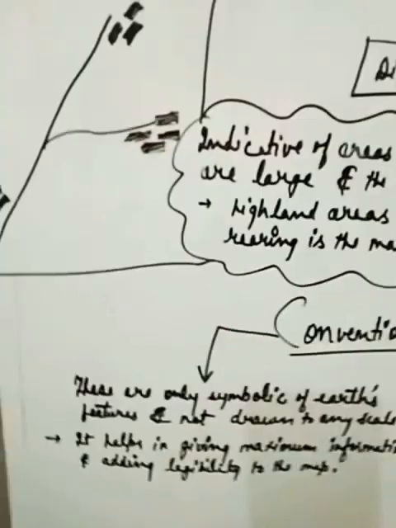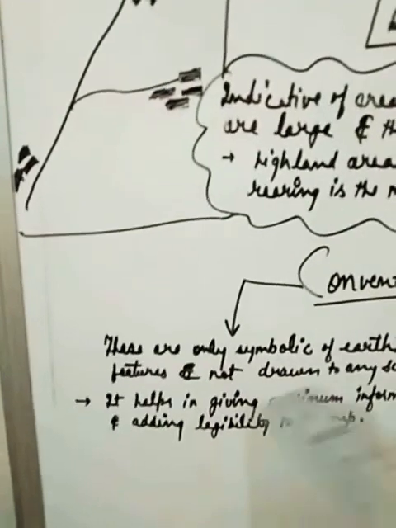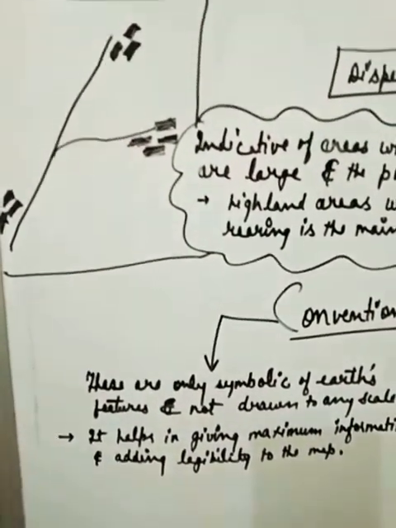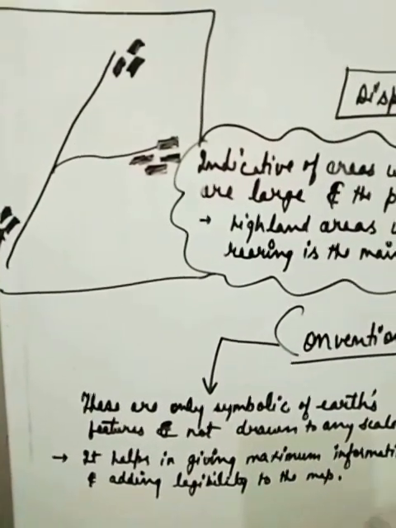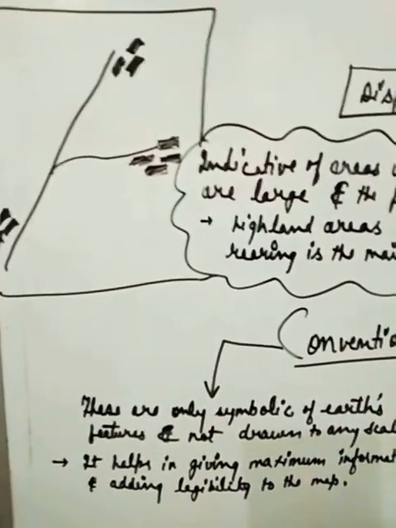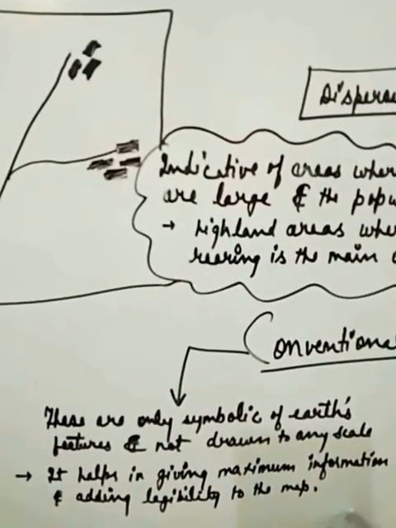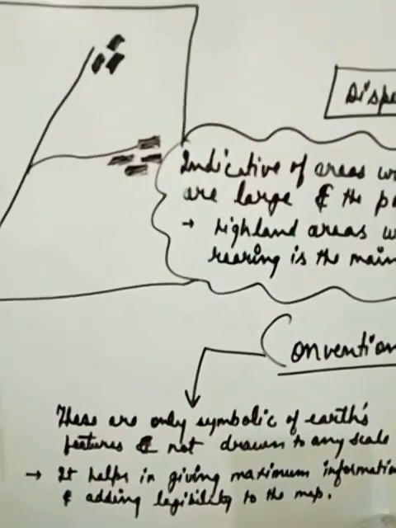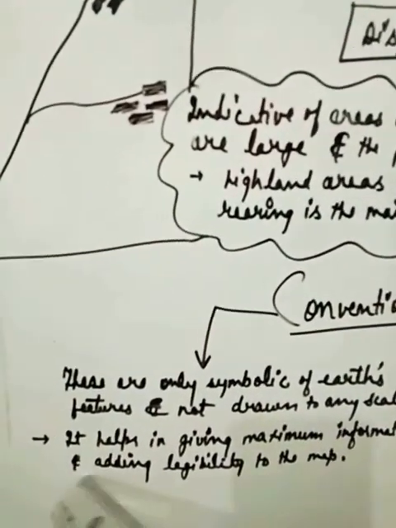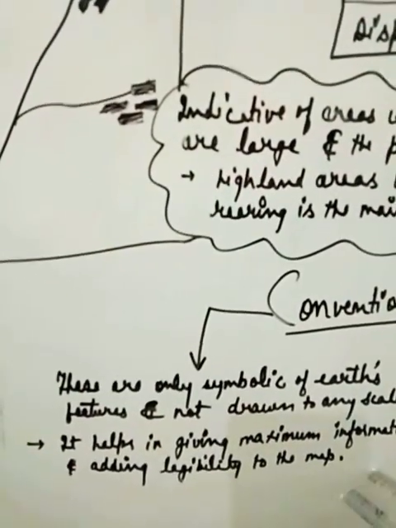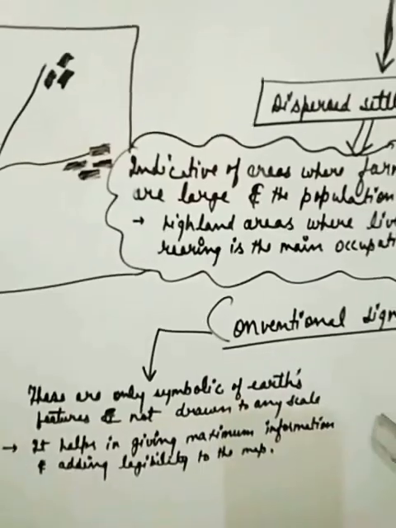Conventional signs are only symbolic of earth's features and are not drawn to any scale. Suppose we are drawing a river, it is not to scale, how long and how deep it is, but we are just showing that a river is present here. And it helps in giving maximum information and adding legibility to the map. These signs and symbols help a lot in the topo sheet and other maps.